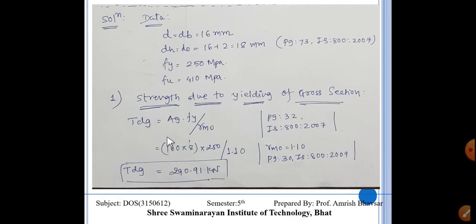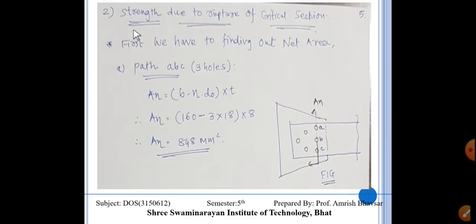From this data we can get the Tdg, that is 290.91 kilonewton. Without bolting, without any drilling, we can get this much strength of the plate. Now whenever we are going to drill holes for the bolting in a zigzag pattern, then the net area is most important. So for the strength due to rupture of the critical section, we have to find out the net area first. For that, again we have to consider the failure path.